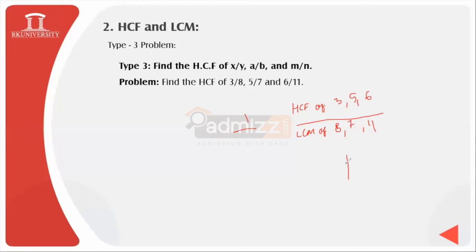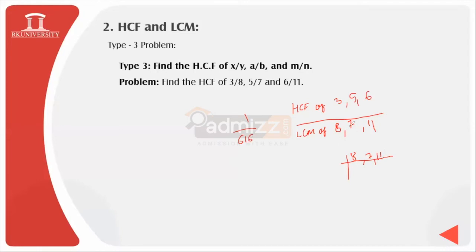For LCM, we need to simplify it. So I will write 8 over here, 7 over here, and 11 over here, and I will do the simplification process. Yes, very good. So yes, LCM of 8, 7 and 11 is 616.